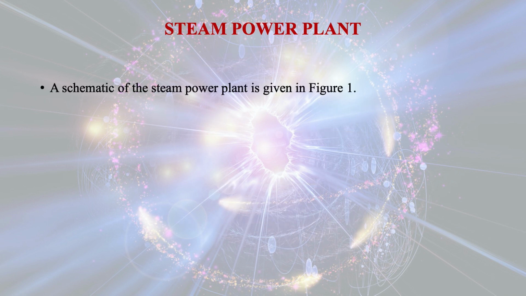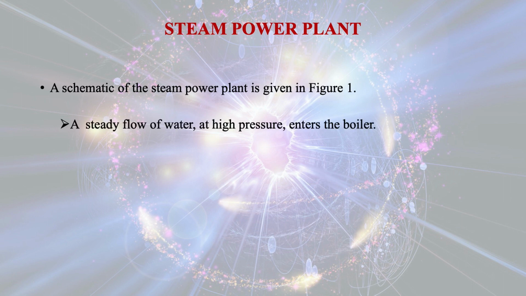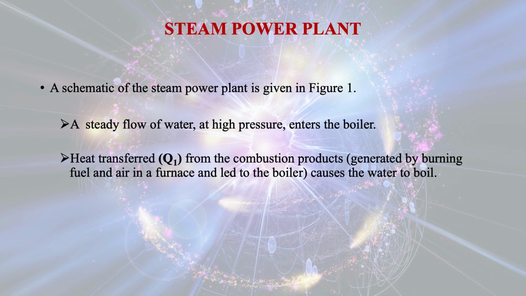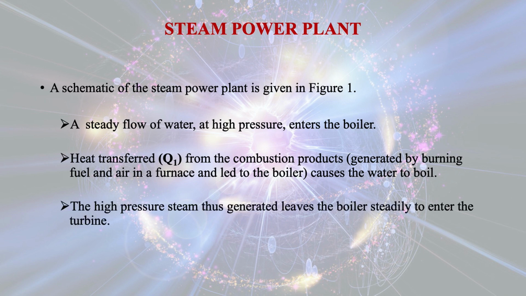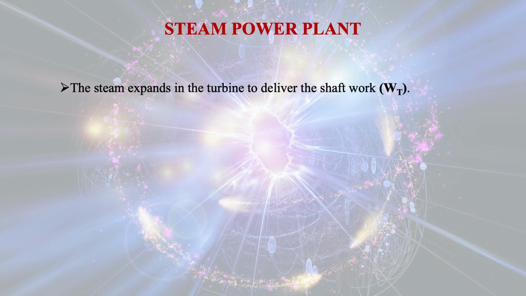A schematic of the steam power plant is given in figure 1. The steady flow of water at high pressure enters the boiler. Heat Q1 is transferred from the combustion products generated by burning fuel and air in a furnace to the boiler, which causes the water to boil. The high pressure steam thus generated leaves the boiler steadily to enter the turbine. The steam expands in the turbine to deliver the shaft work, that is WT.